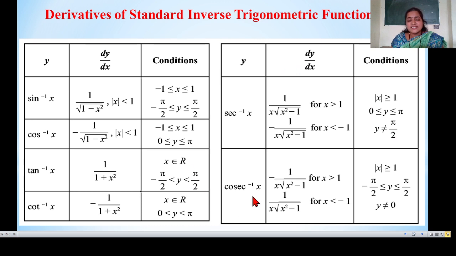Now next, cosec inverse of x. The derivative is minus 1 upon x square root of x square minus 1 for x greater than 1, and 1 upon x square root of x square minus 1 for x less than minus 1. The condition is mod of x is greater than or equal to 1, and minus pi by 2 is less than or equal to y is less than or equal to pi by 2, and y is not equal to 0.